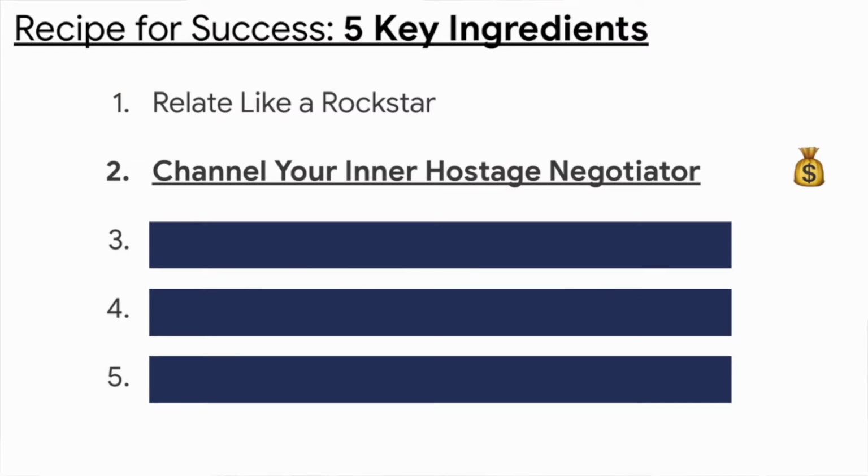Now, after we relate like a rock star, ingredient number 2, which is typically demonstrated in the next part of your email or the body of the email, is channeling your inner hostage negotiator. In other words, hostage negotiators demonstrate an incredibly high degree of empathy, and understanding is the basis of influence. Hostage negotiators are negotiating with very irrational people and criminals, but when those criminals feel understood, even they can be influenced.